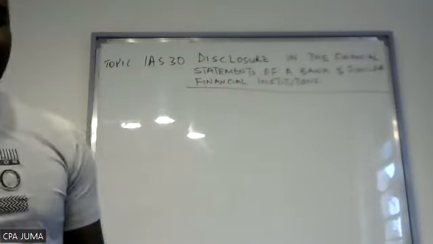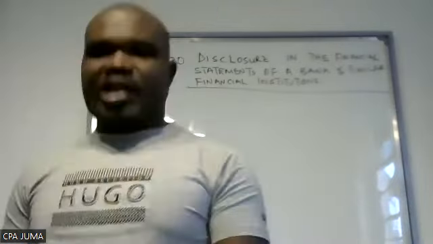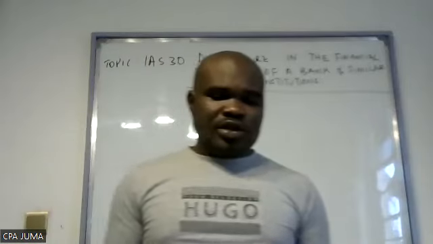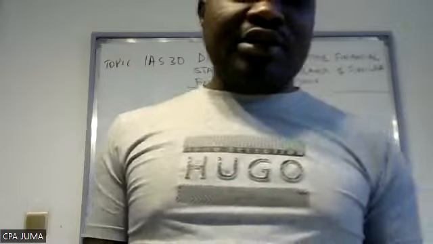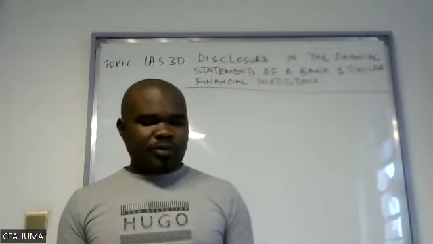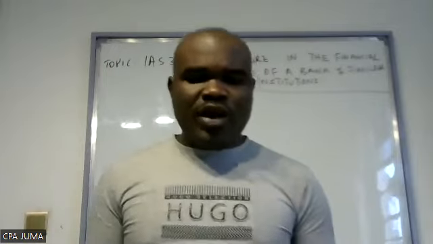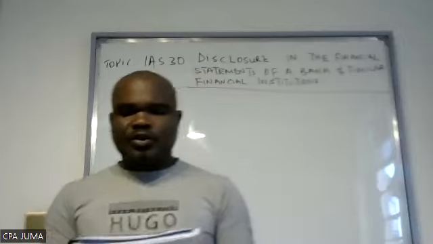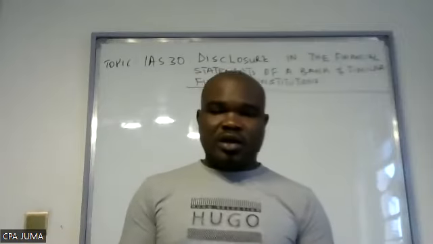So the objective of International Accounting Standard number 30 is to provide appropriate presentation and disclosure standards for banks and similar financial institutions in order to provide the users with appropriate information in evaluating the financial position and performance of a bank. Fine. So presentation and disclosure.